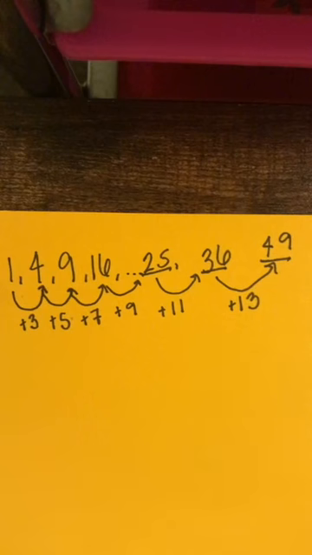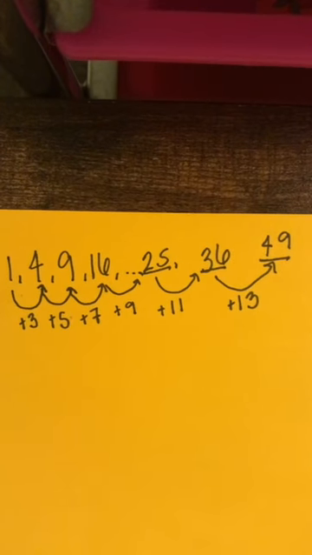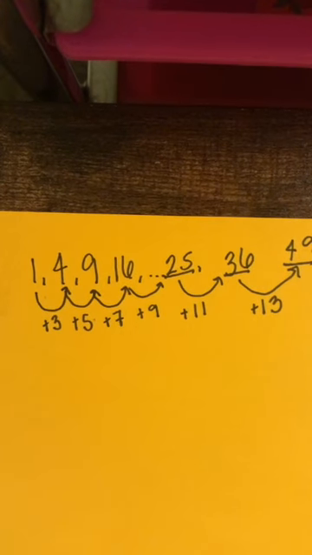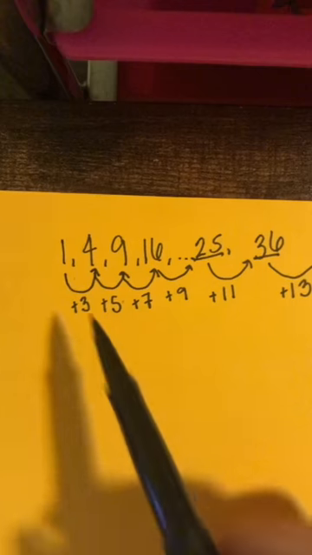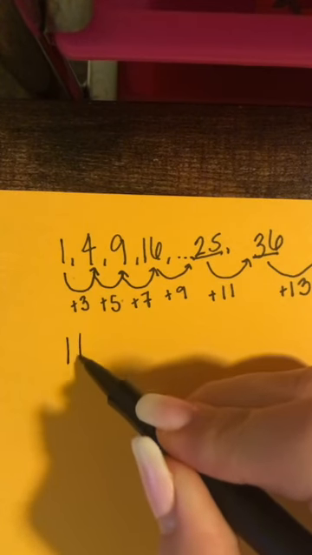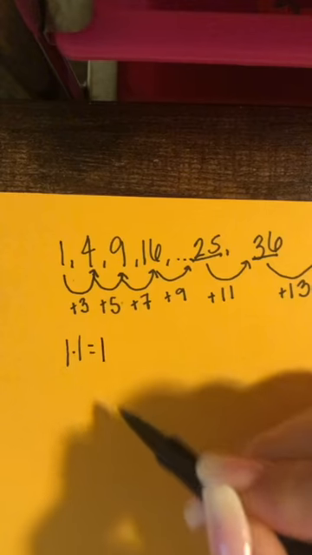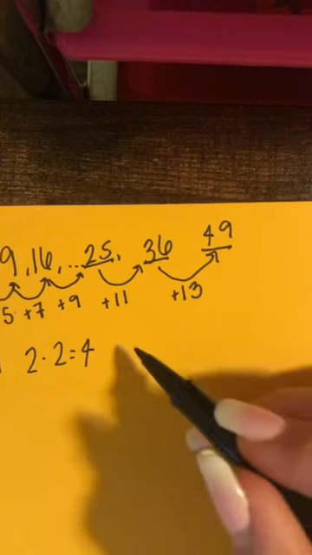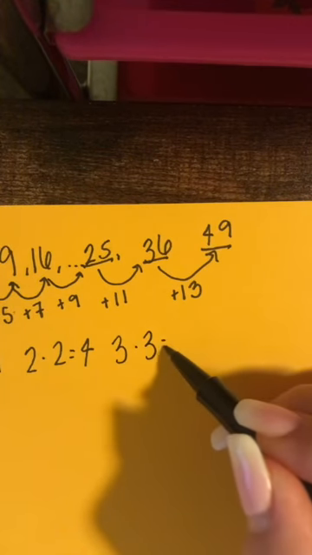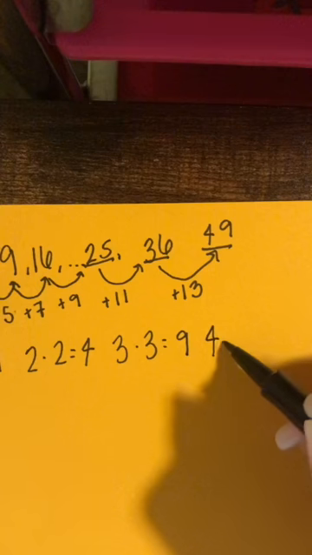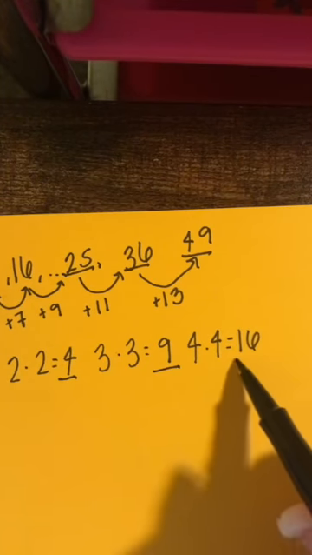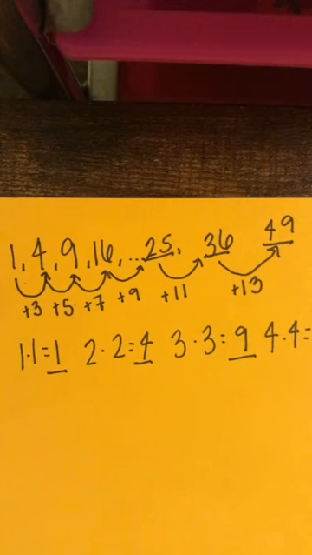There's also another solution to this problem. We can recognize that this sequence is a list of perfect squares. When we multiply a counting number by itself, the product is a perfect square. So we see that 1 times 1 equals 1. We see that 2 times 2 equals 4. We see that 3 times 3 equals 9. Then we'll see that 4 times 4 equals 16. And then we have our 1, we have our 4, we have our 9 and we have our 16.